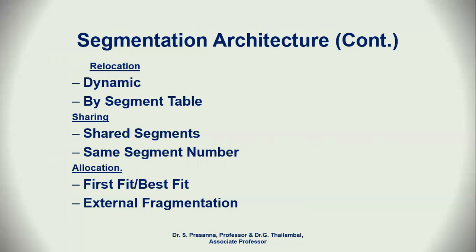And what is sharing? In the segmentation architecture, the segments can be shared. As you have shared the pages, in the similar way, the segments can also be shared, and the segment number address is going to be the same as in paging. The page number of that particular common data like editor 1, 2, 3 was 3, 4, 6. In the similar way, the segment number will be the same in all the requests of the users. So the segment number is shared between the users, and any type of allocation is possible, first fit and best fit, and not the worst fit.